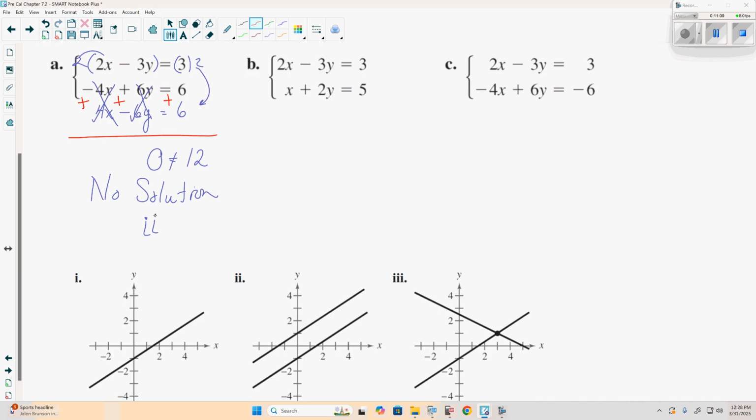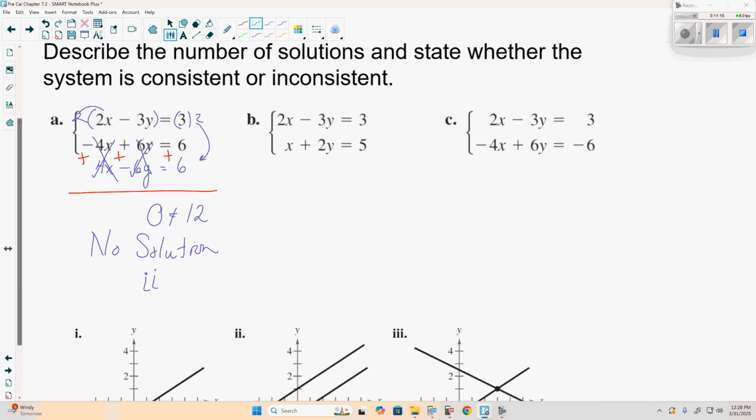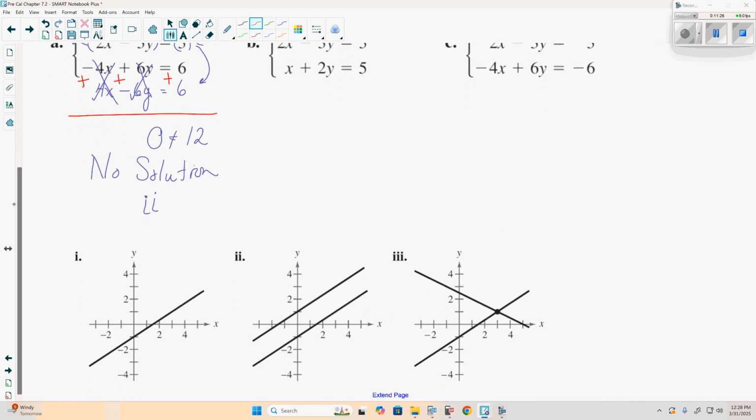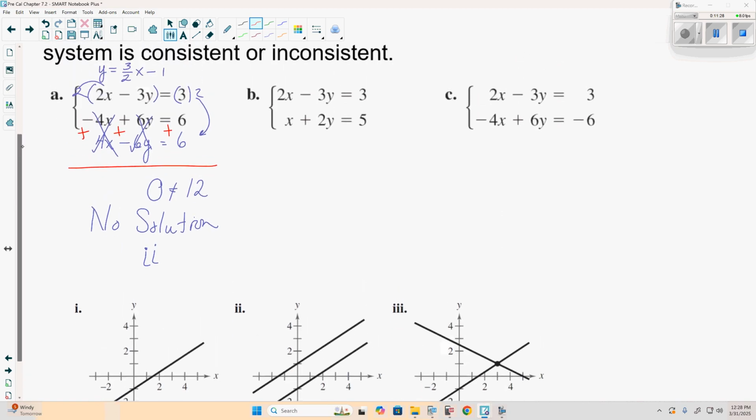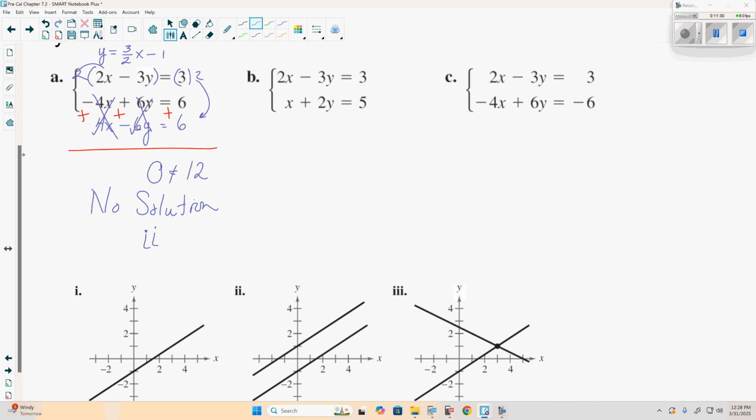There are 2 lines there. The other way we could have gotten that is by rewriting one of these equations as y equals 3/2 x minus 1, and that would still be II. And specifically, we would say that this is inconsistent.